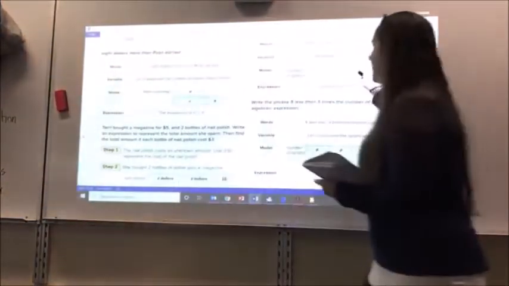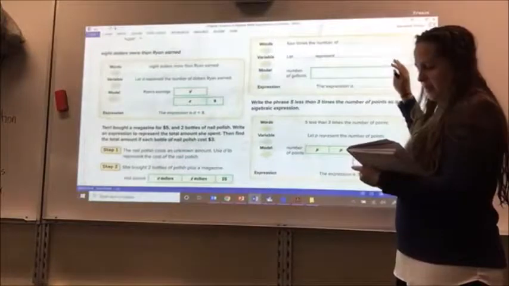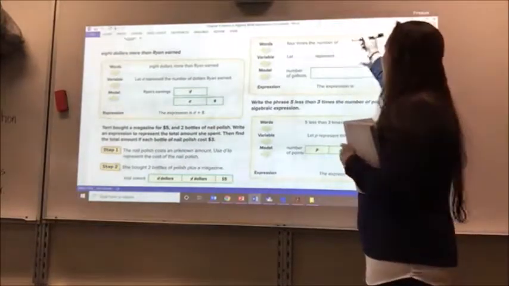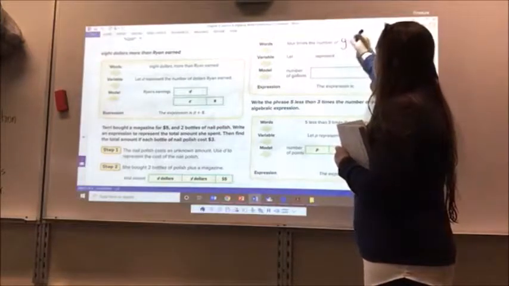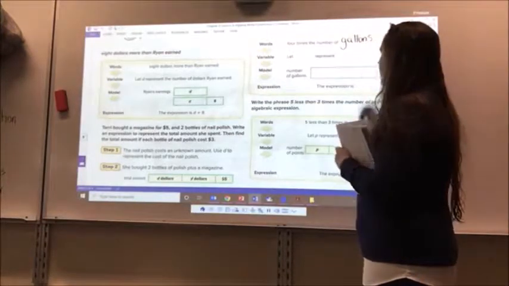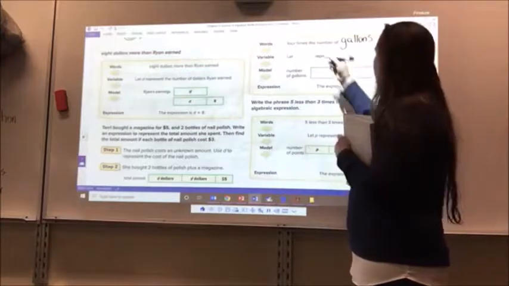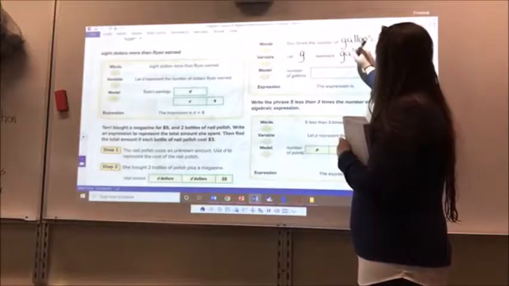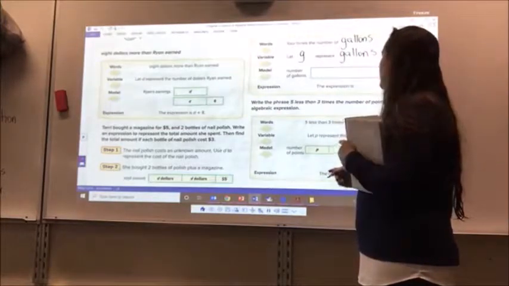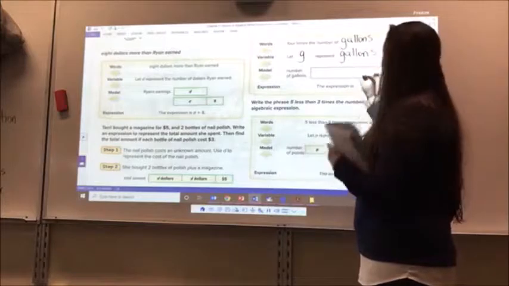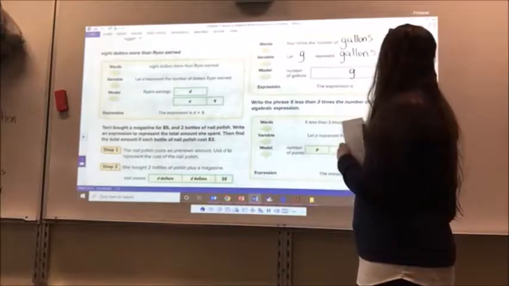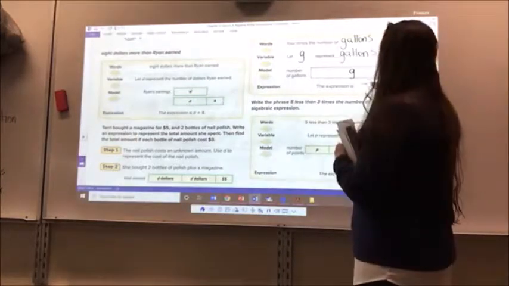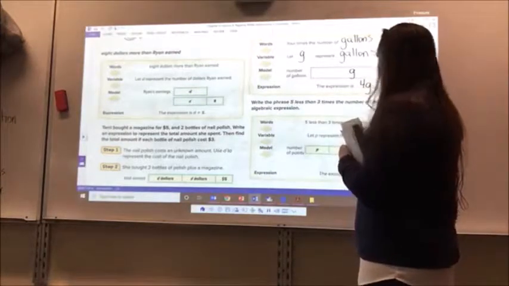This one over here is 4 times the number of gallons. So the words are 4 times the number of, this blank you're going to write gallons. So let's let G represent gallons. So the number of gallons, G, okay? And it's 4 times, times means multiplication, so the expression is 4G.